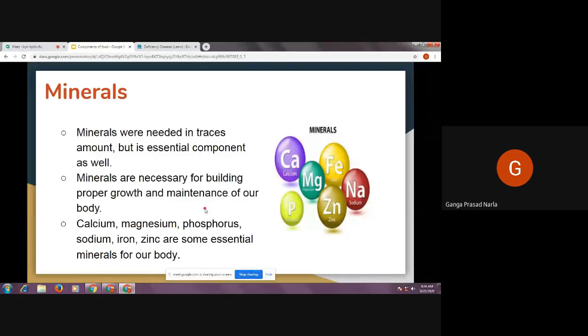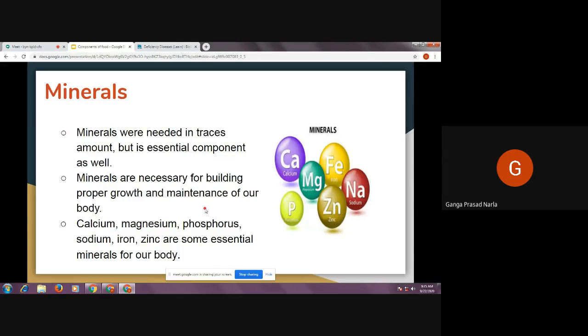Thank you. Next, minerals. So what are minerals? Minerals are needed in trace amounts. We need vitamins in a small amount too. We do not need to eat much of minerals. Minerals are needed in trace amounts, but they are essential components. We need a small quantity, but it is very essential, meaning definitely required, very important. Our body needs a small quantity of minerals only, but it is very essential. Minerals are some chemical substances which food contains.